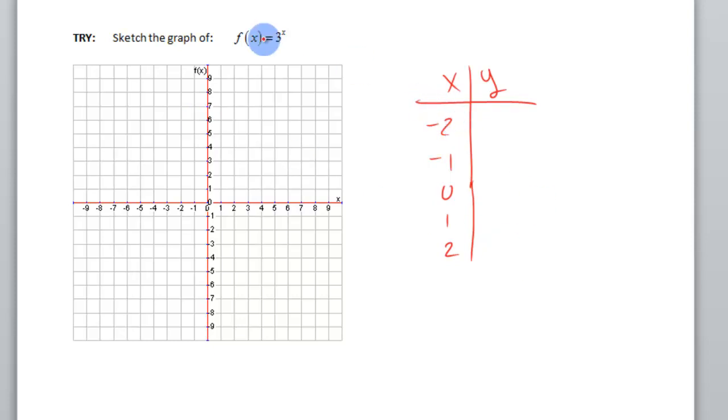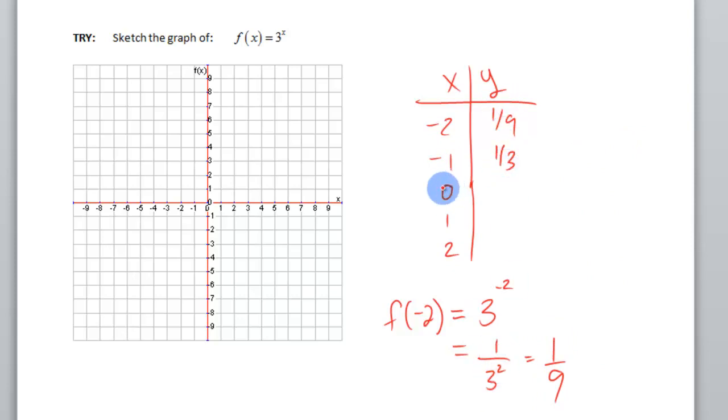Okay, put -2 in there. That's f of -2. That becomes 3 to the -2, which is 1 over 3 squared, which happens to be 1/9, right? Put -1, that's 1 over 3 to the first, so that's 1/3. Put 0 in, that's 0, 1. Put 1 in, right? 3 to the first power is 3. 3 to the second power is 9.